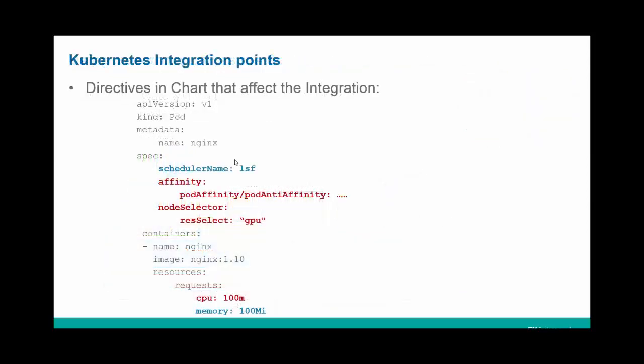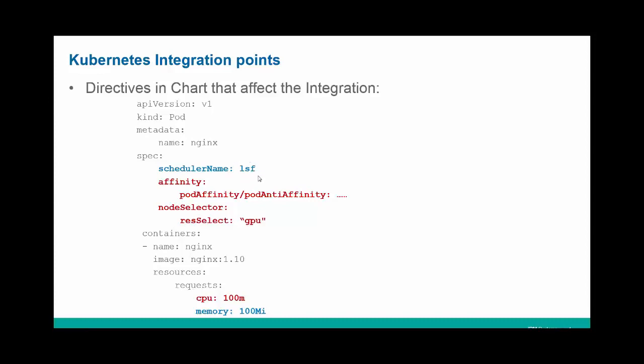Okay, so how do we integrate these two together? It turns out that there is a hook within the chart definitions or the pod definitions that allows us to specify which scheduler we're going to use. In this case, we're going to leverage that to interface with LSF. So in the definition, I basically specify the scheduler name, and I set that to LSF.